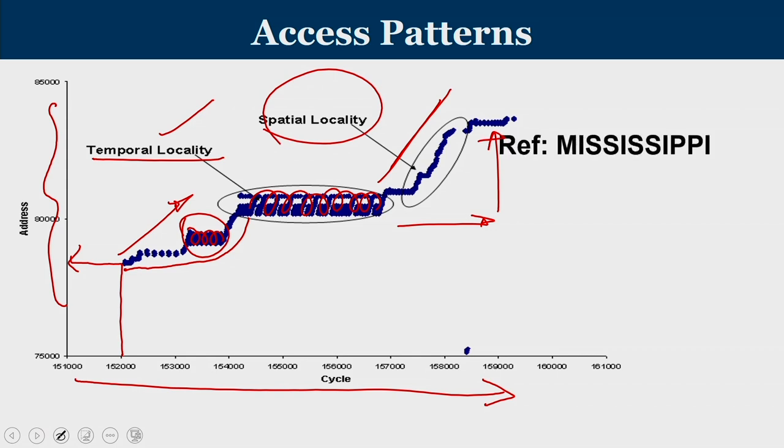Let me consider two examples. Let's say two references. Imagine that each of the English alphabets represents an address.